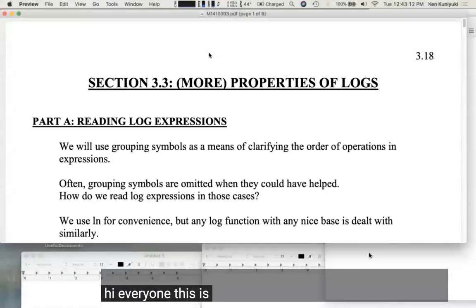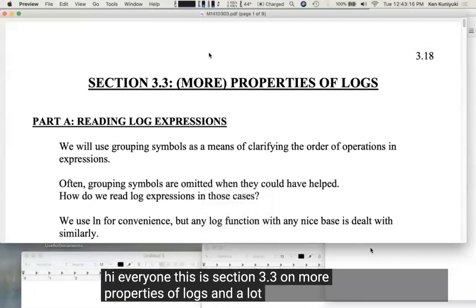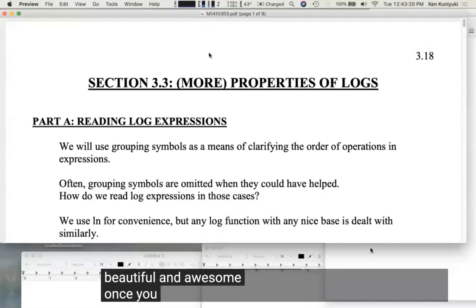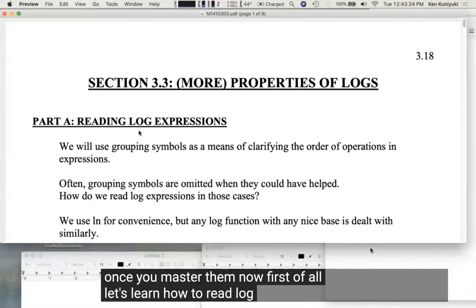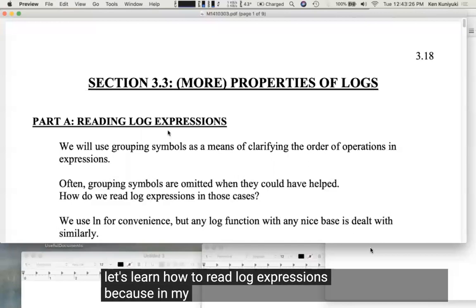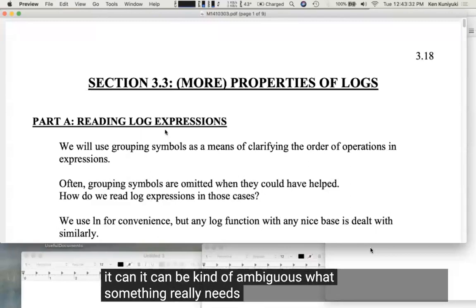Hi everyone. This is section 3.3 on more properties of logs. And a lot of people get confused by these, but they're beautiful and awesome once you master them. Now, first of all, let's learn how to read log expressions, because in my notes and in old books, it can be kind of ambiguous what something really means.